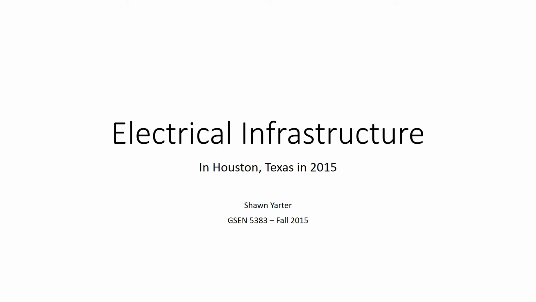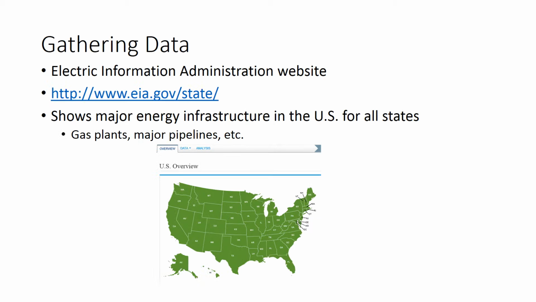My name is Sean Yarter, and this is my project for GSIN 5383, a spatial analysis of the electrical infrastructure in Houston, Texas. A significant part of my data has come from the Electric Information Administration website that has an interactive WebGIS that allows you to view each of the 50 states and see the major energy infrastructure such as gas plants and major pipelines.